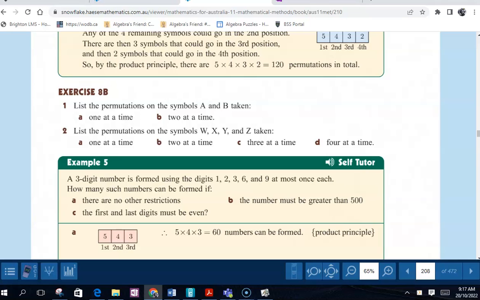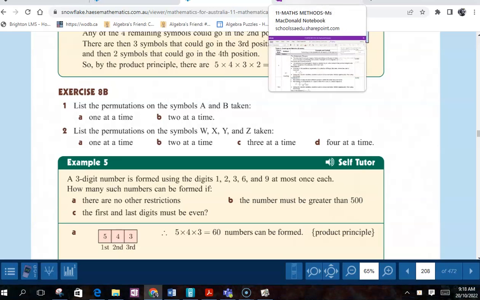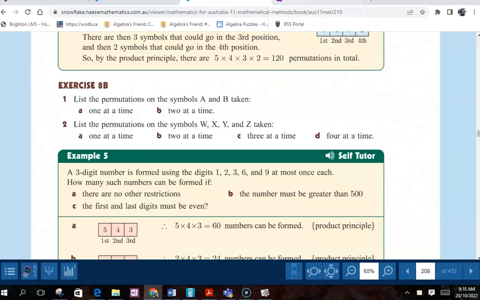Right, 2 at a time. And again, you could have AB or you could have BA. You're either thinking about that going, oh yeah, I'm listing them, or you're doing the little boxes because you've got 2 and you're saying, well, I could have 2 choices for the first position and so on and so forth.